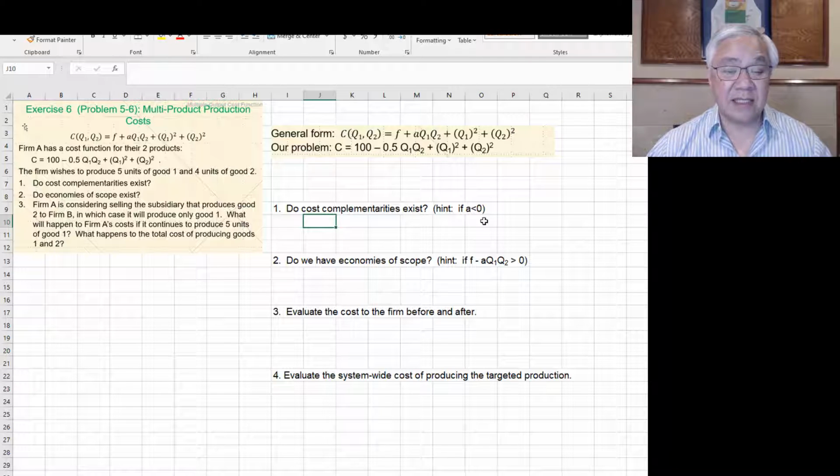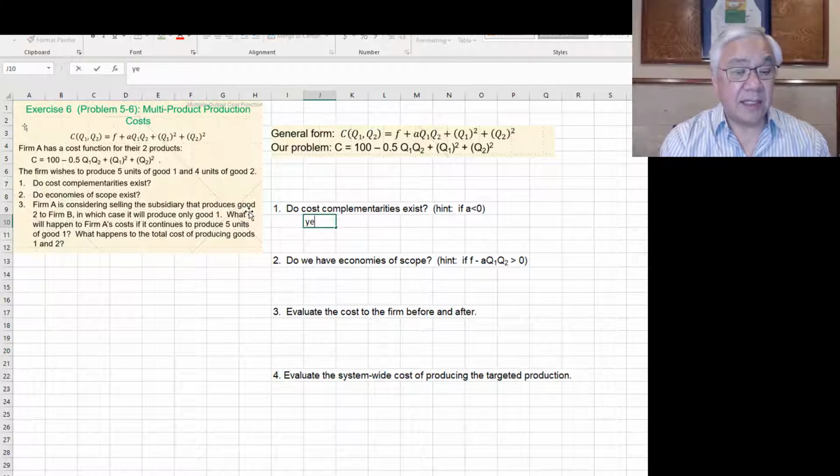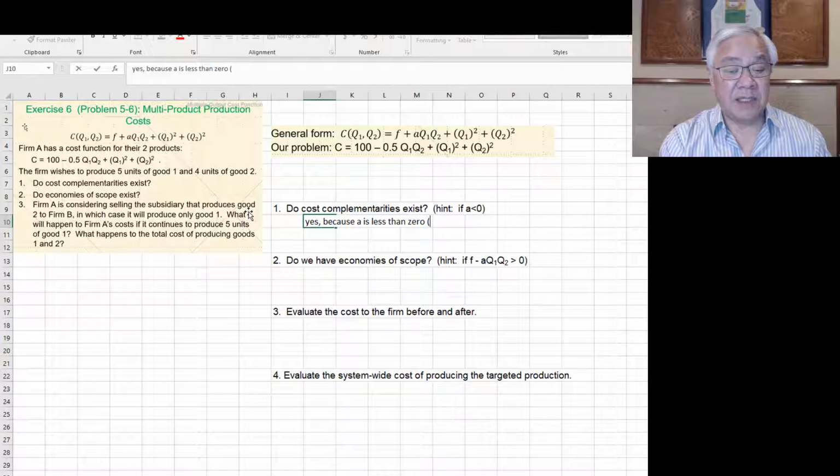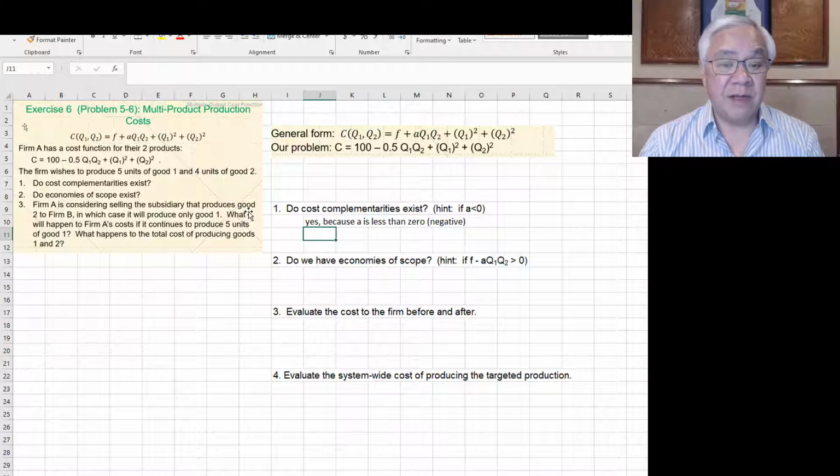So since it's less than 0, it's yes, because A is less than 0. In other words, it's negative. And the net effect is that because it's negative, the multiplication of Q1 and Q2 will drive down the cost. That's the indicator of cost complementarities.